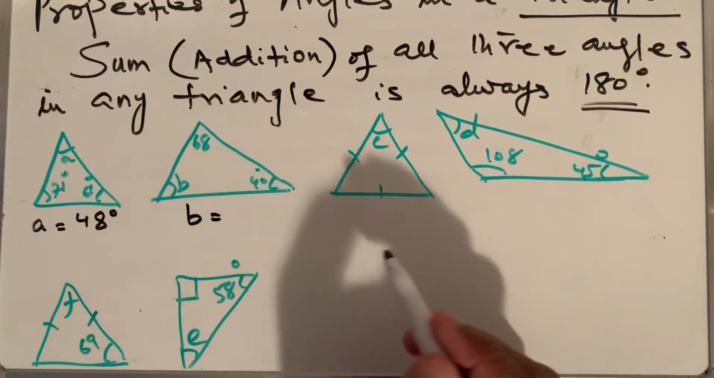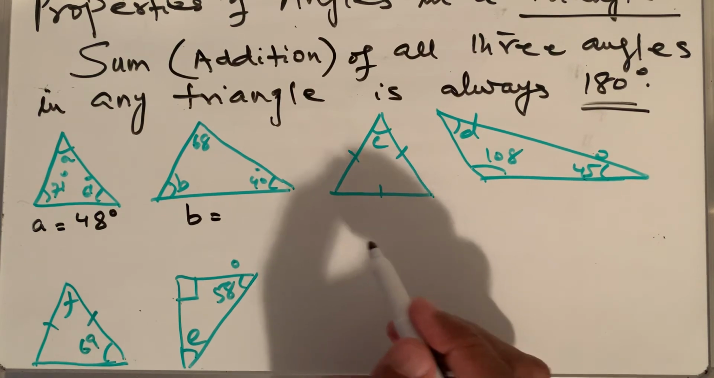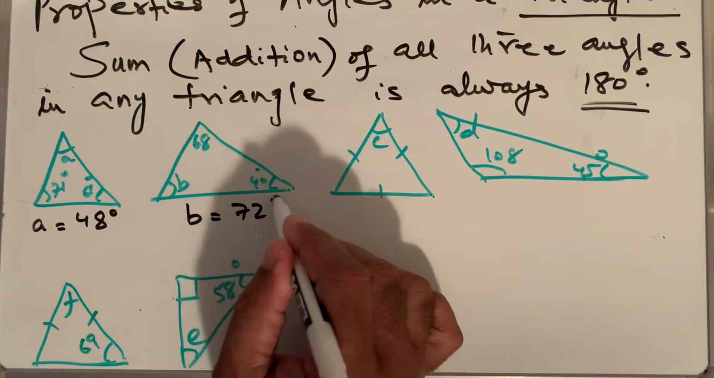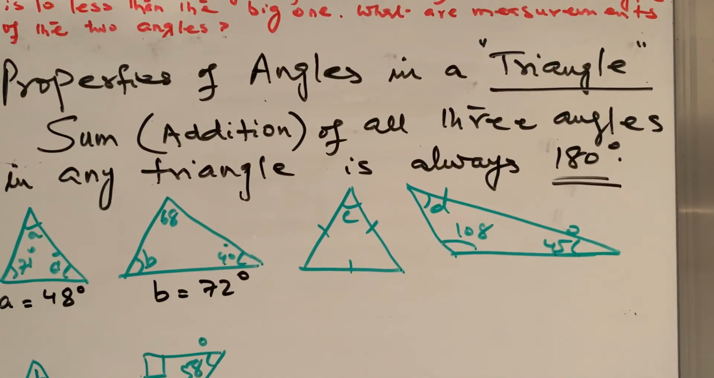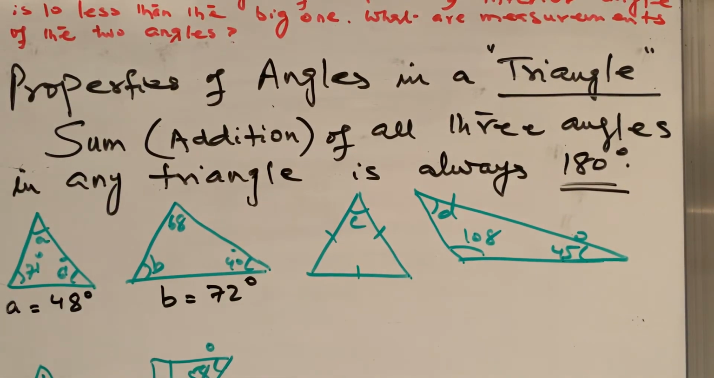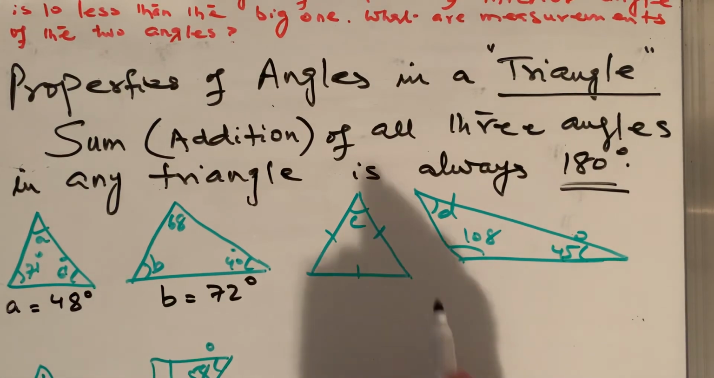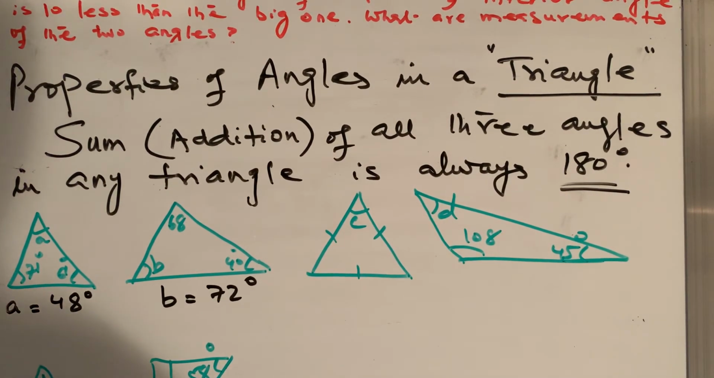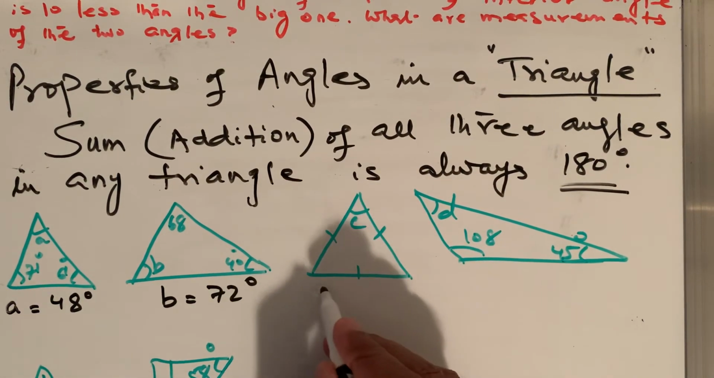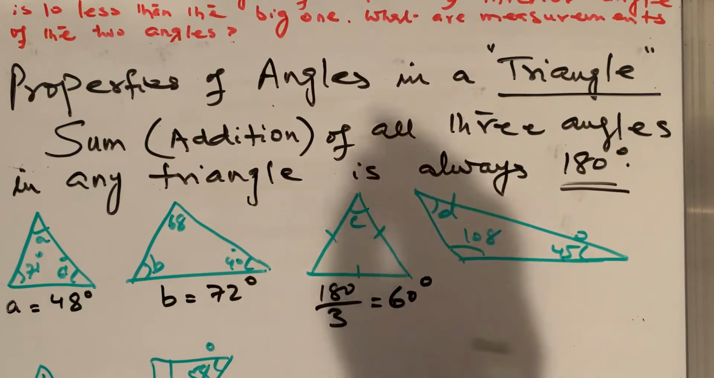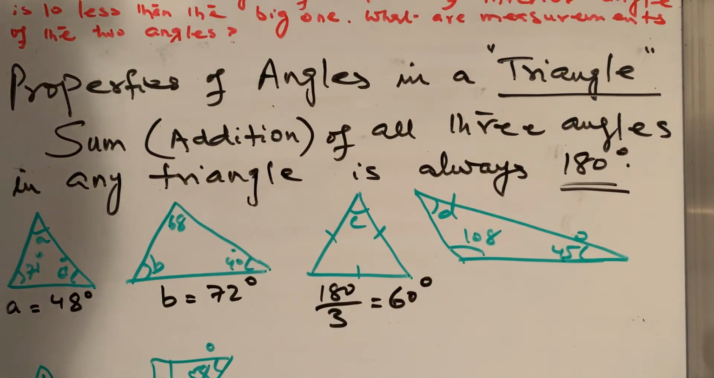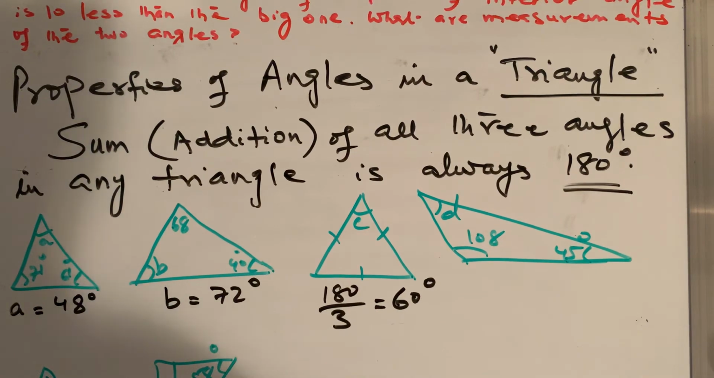Here, if you add these two angles together, 40 and 68, and subtract from 180, you will get 72 degrees. Here, when all three sides are equal, that means this is an equilateral triangle, and in any equilateral triangle, not only are the three sides equal, the three angles are also equal. So that means 180 divided by 3, which is 60 degrees. So all three angles will be 60 degrees. That is important to remember, because it is an equilateral triangle.